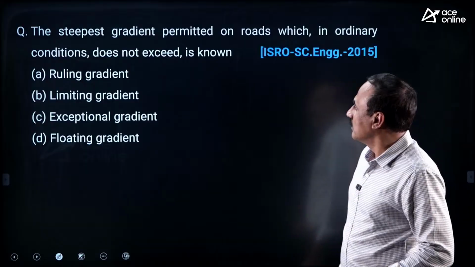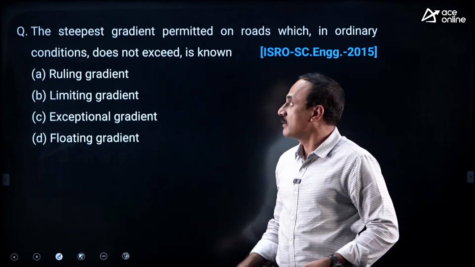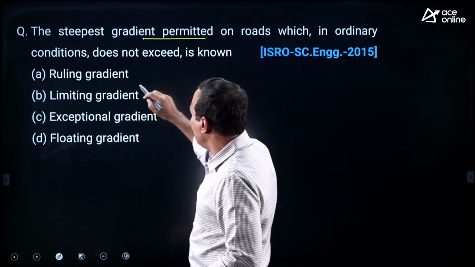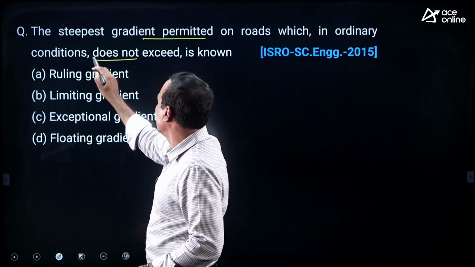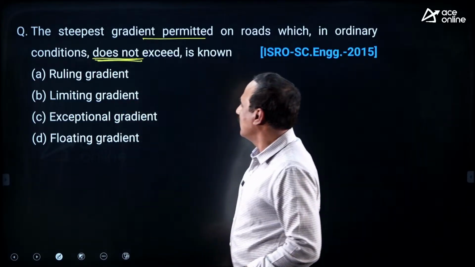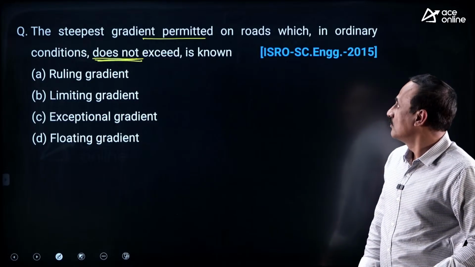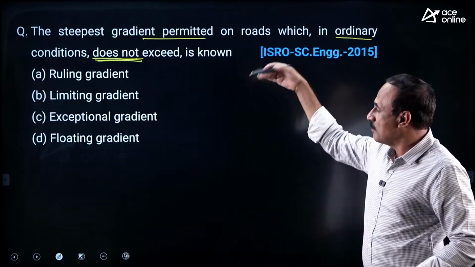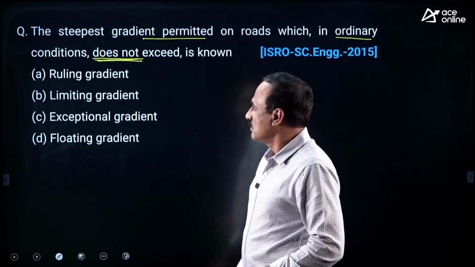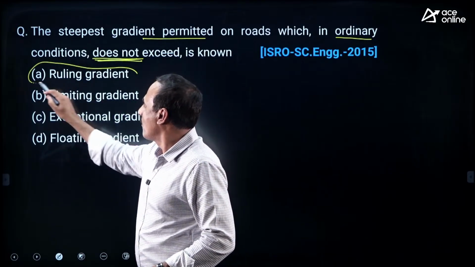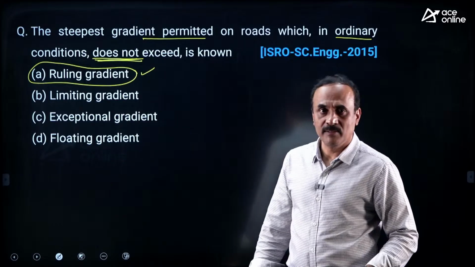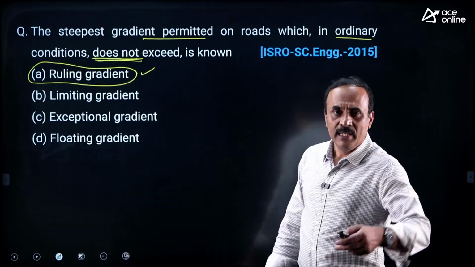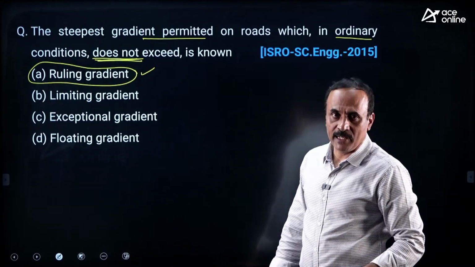Now, coming to this question, read it and give me the answer. The steepest gradient permitted on roads, which in ordinary conditions does not, remember this, does not exceed, is known as, under normal conditions, ordinary condition, what is the maximum gradient? Maximum gradient on normal conditions is ruling gradient. In some limiting conditions, we go for limiting gradient. In ghat roads, we go for exceptional gradient.